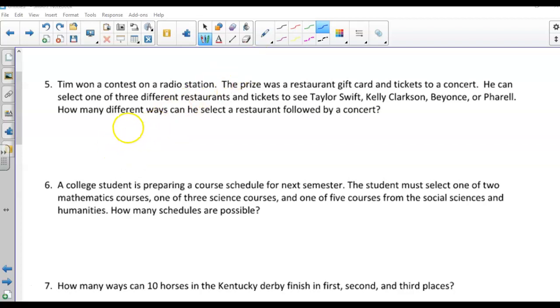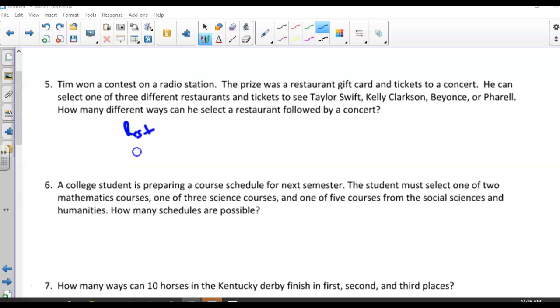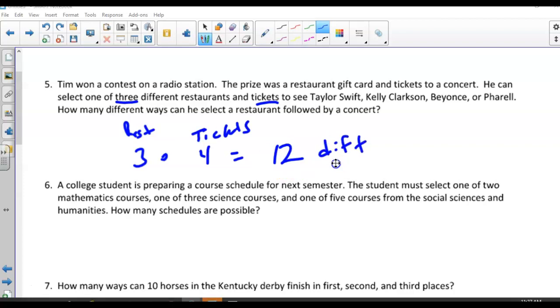So, restaurant. There's 3 restaurants, right? And then tickets to see 4 different artists, right? So that is 12 different combinations, all right?